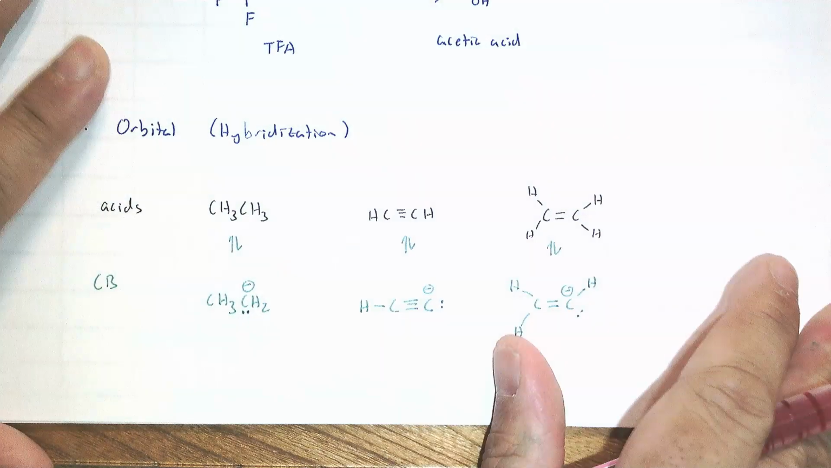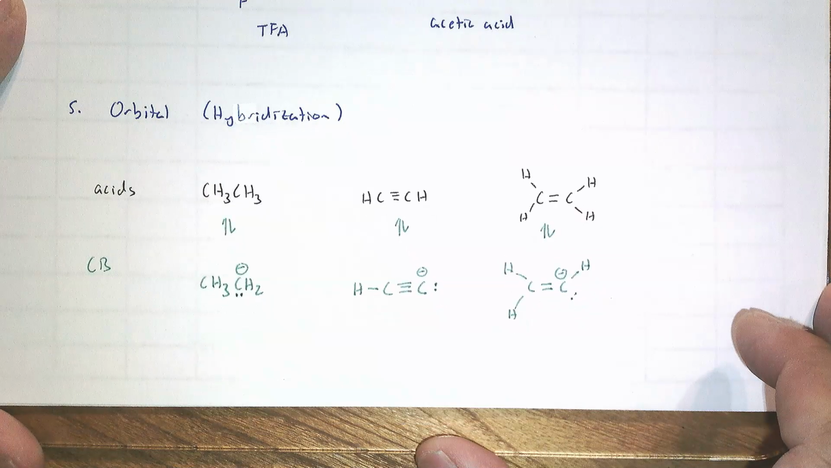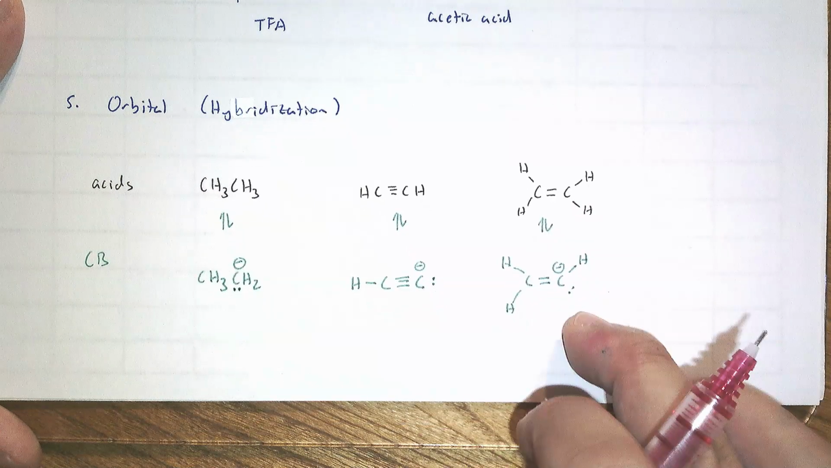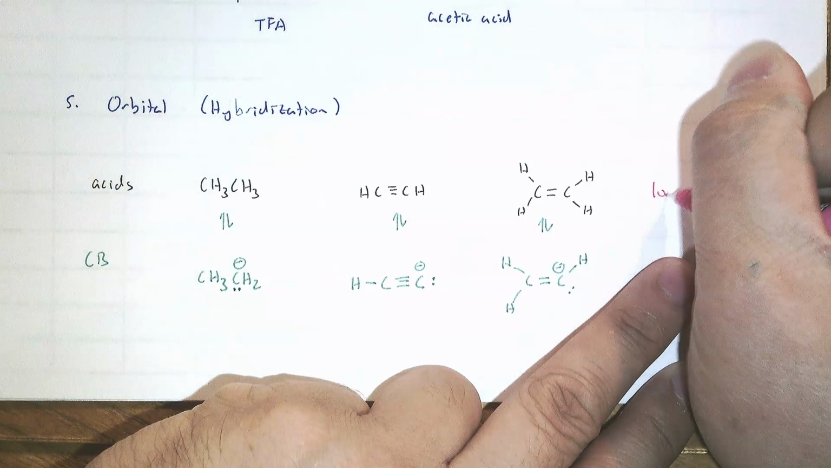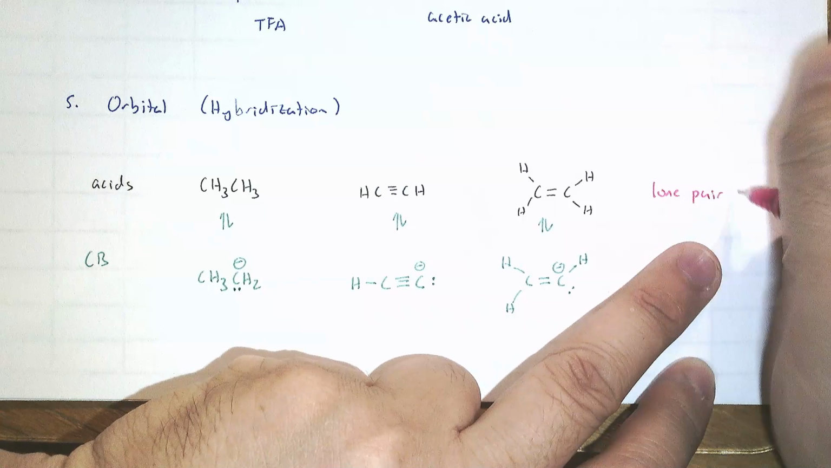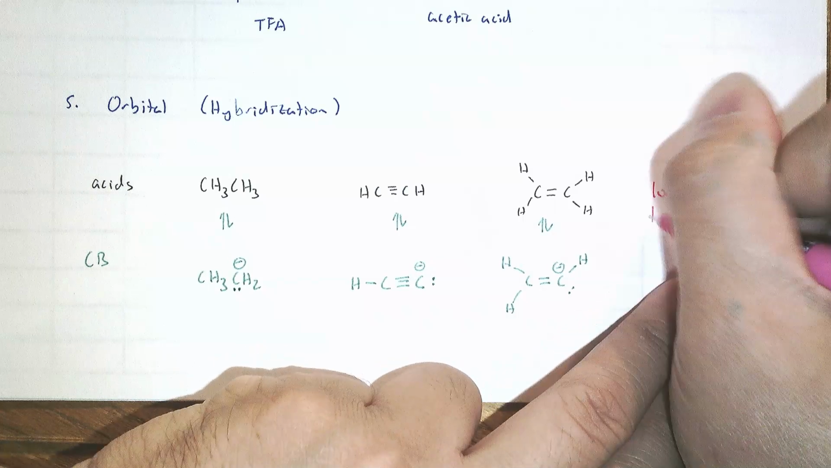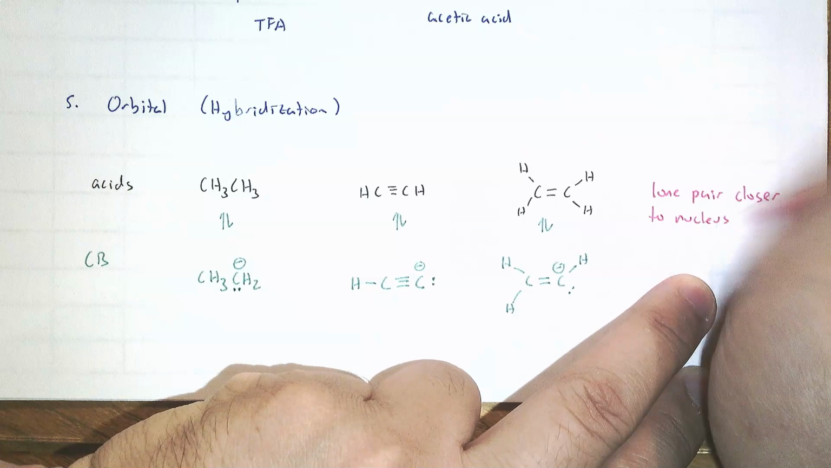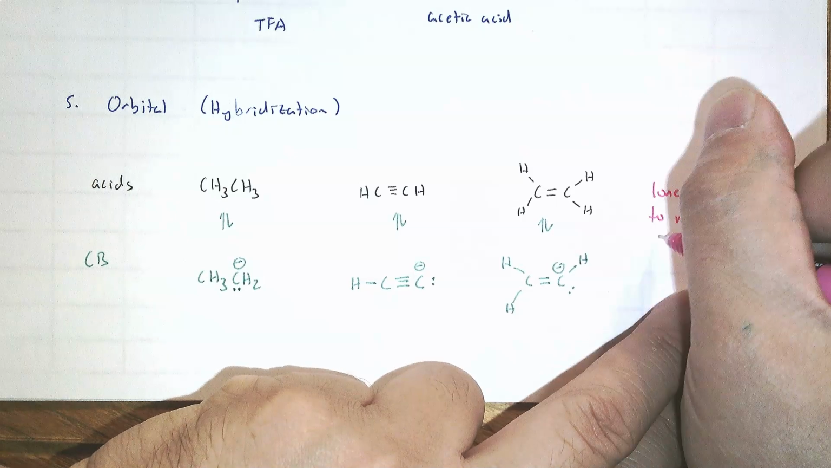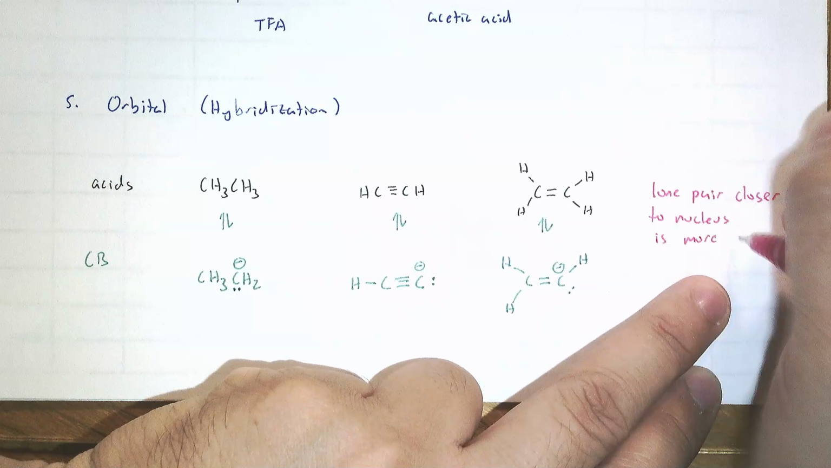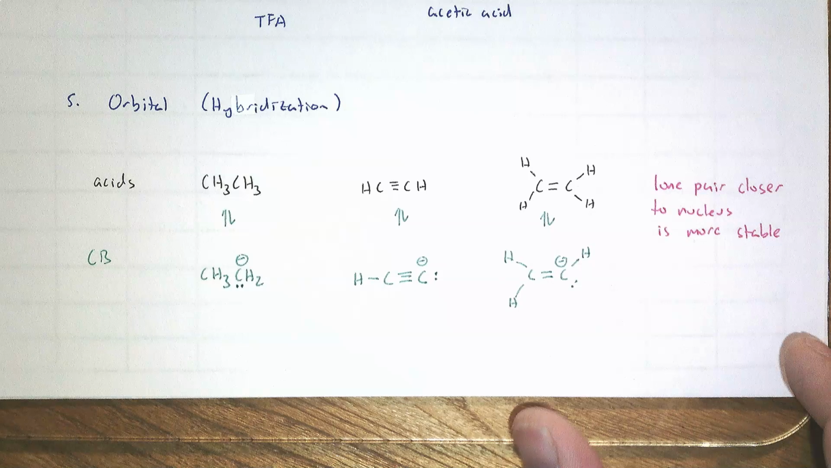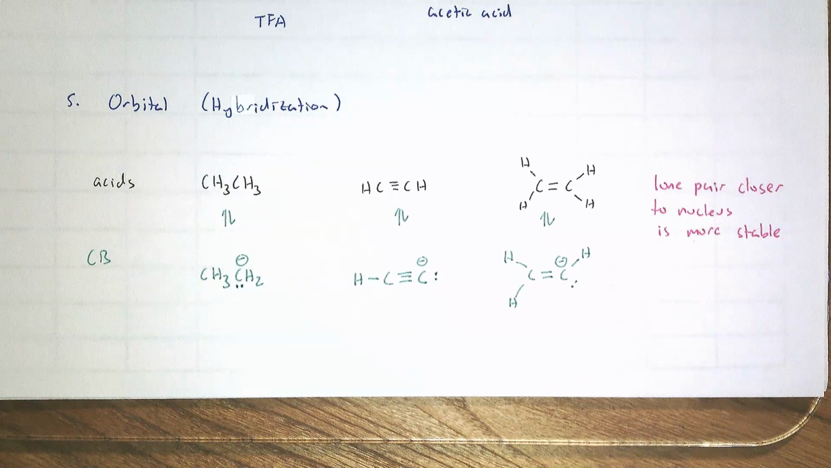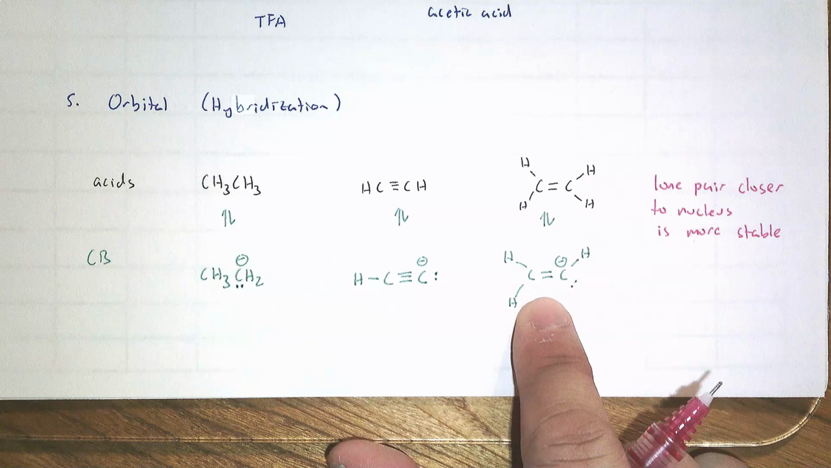A lone pair in an orbital that's very close to the nucleus is more stable. And if you have a stable lone pair, you have the stable anion. So a lone pair closer to the nucleus is more stable. And again, we're looking at now the conjugate bases. Oh, this camera's a little overexposed. Do you see that molecule?